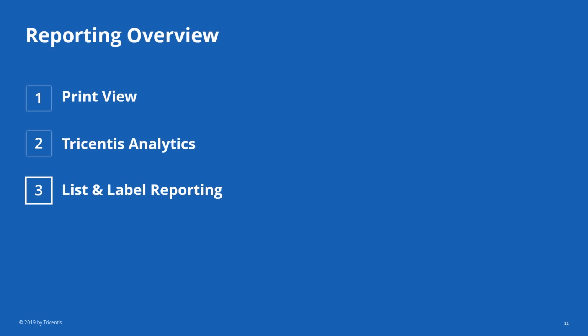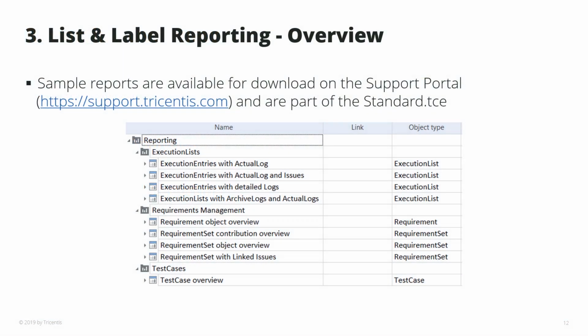So what is list and label reporting? Pretty sure you have already seen our standard reports either on the support side or within your own repository. They are coming with the standard subset. If you check that one while creating a new workspace, Tricentis is delivering 9 standard subsets out of the box currently, which you can see in the small box in the middle of the screen. They are for execution lists, for requirement sets, for requirements, and for test cases.